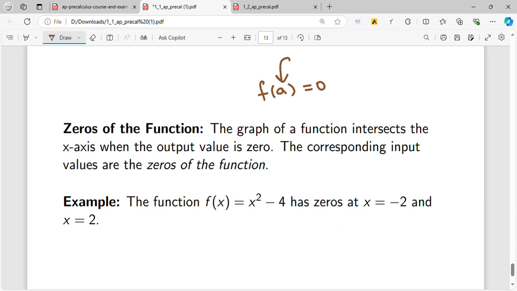So for example, for the function x squared minus 4, we know that if we substitute x equals 2, we will get 2 squared minus 4, which is equal to 0, right? Hence we know that 2 is a zero of this function f of x. Similarly, negative 2 is also a zero of this function, as you can see over here.